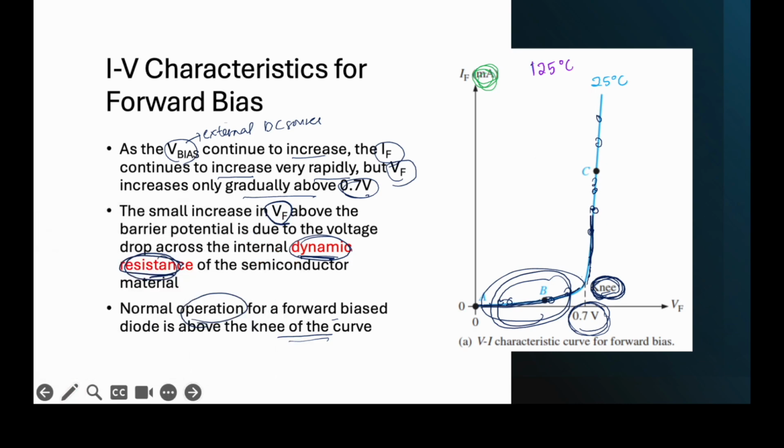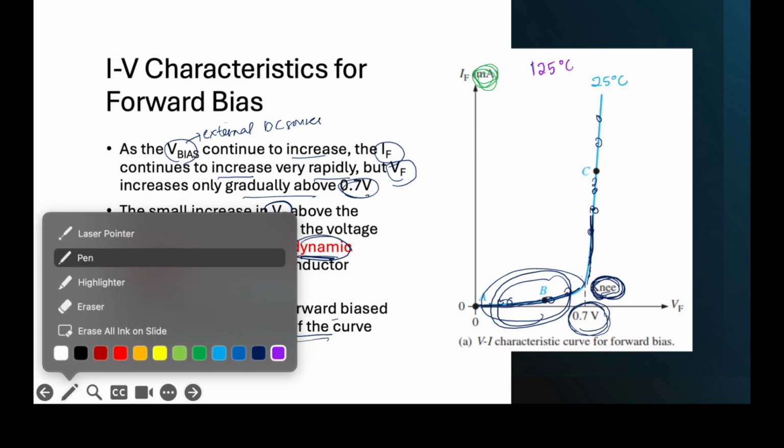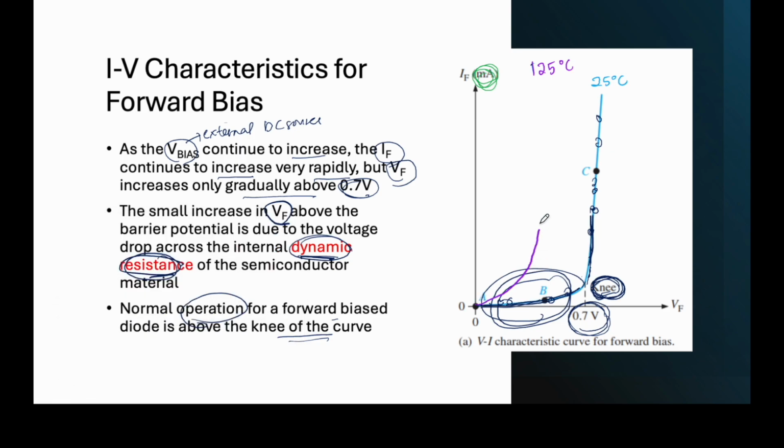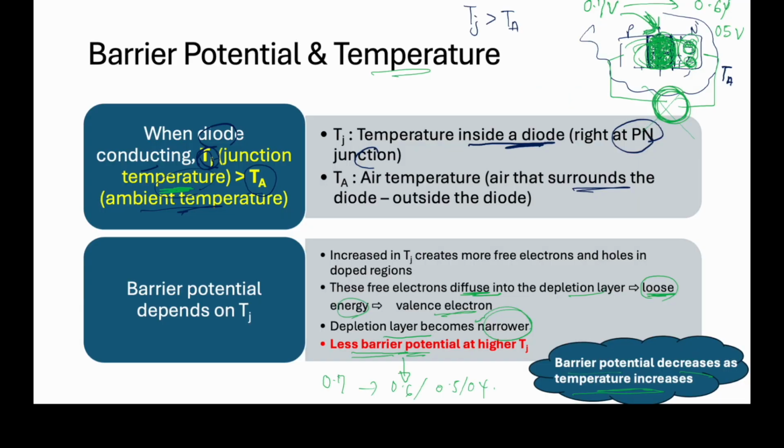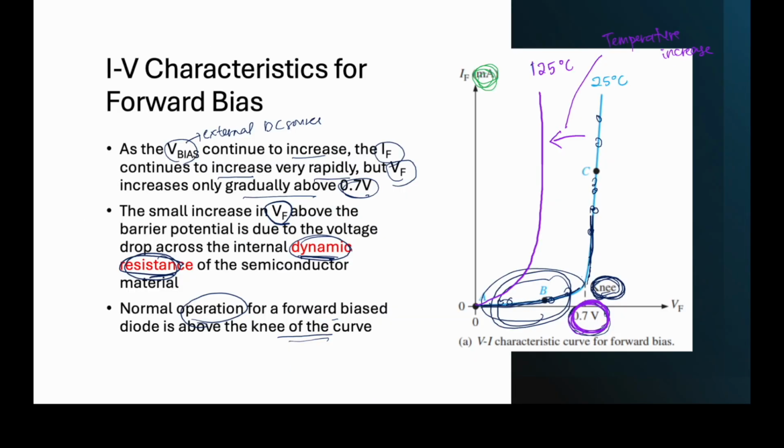So now let's draw the changes. It will change to the left when the temperature increases. When temperature increases, it shifts to the left, and therefore the value of the barrier potential we discussed just now will also change. The value of the potential is reduced, somewhere around here, let's say 0.6 or 0.5.